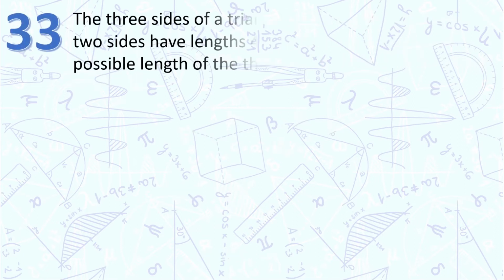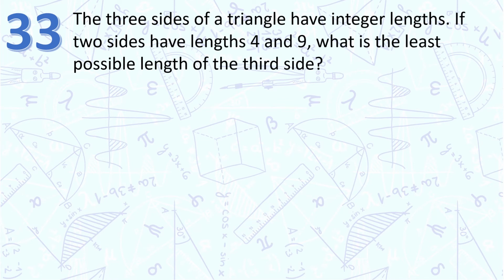Next, number 33. The 3 sides of a triangle have integer lengths. If 2 sides have lengths 4 and 9, what is the least possible length of the third side? Here, we're going to use the triangle inequality, where the third side is greater than the difference of the lengths of the 2 sides, but less than the sum of the lengths of the 2 given sides.